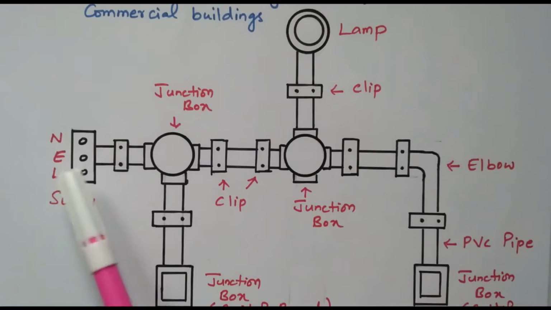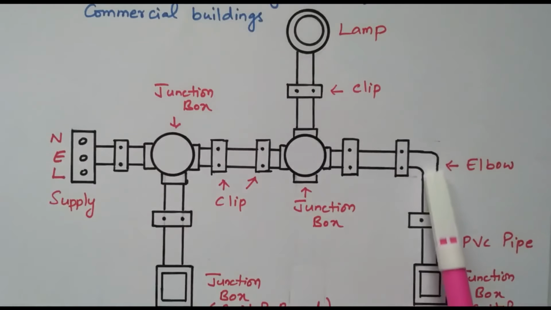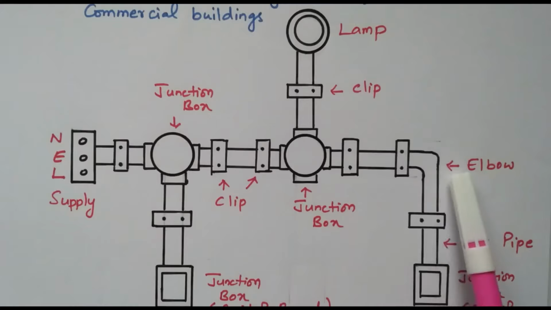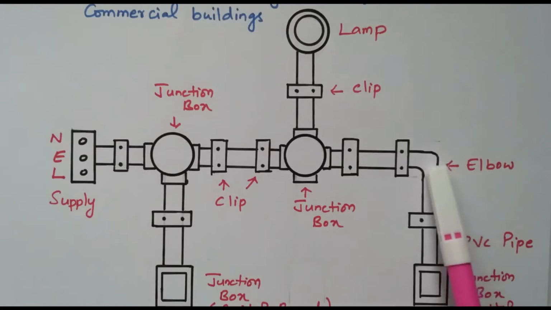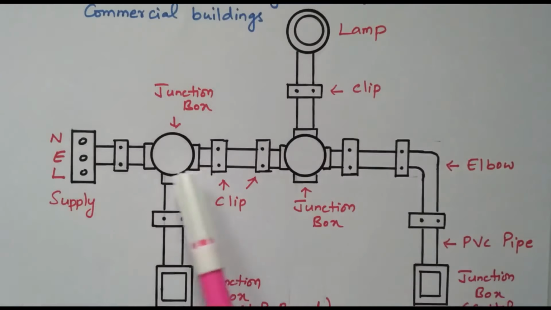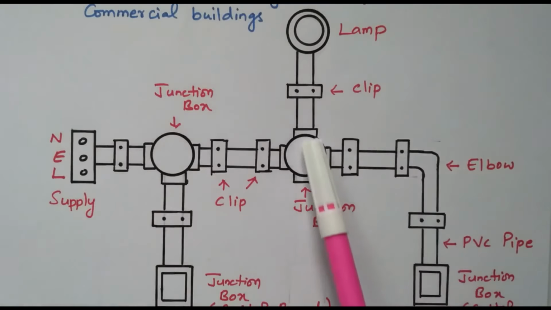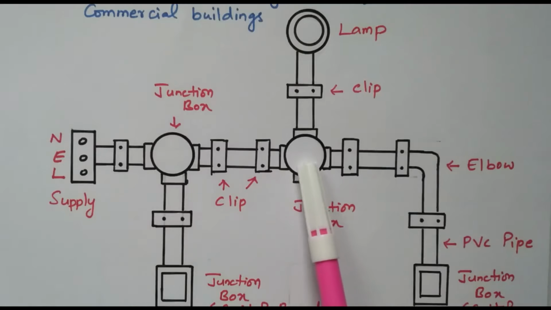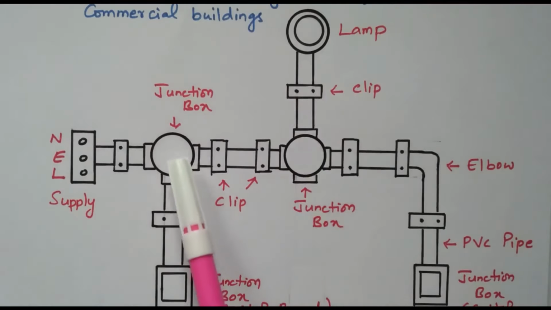So this is the supply available: neutral, earth and line. This is nothing but a PVC pipe. In the bend we are using the elbow or junction points. So this is nothing but a junction point. Here what we need, we need one lamp. We need to divert. Similarly here we are using one junction point because we are using one switch here.